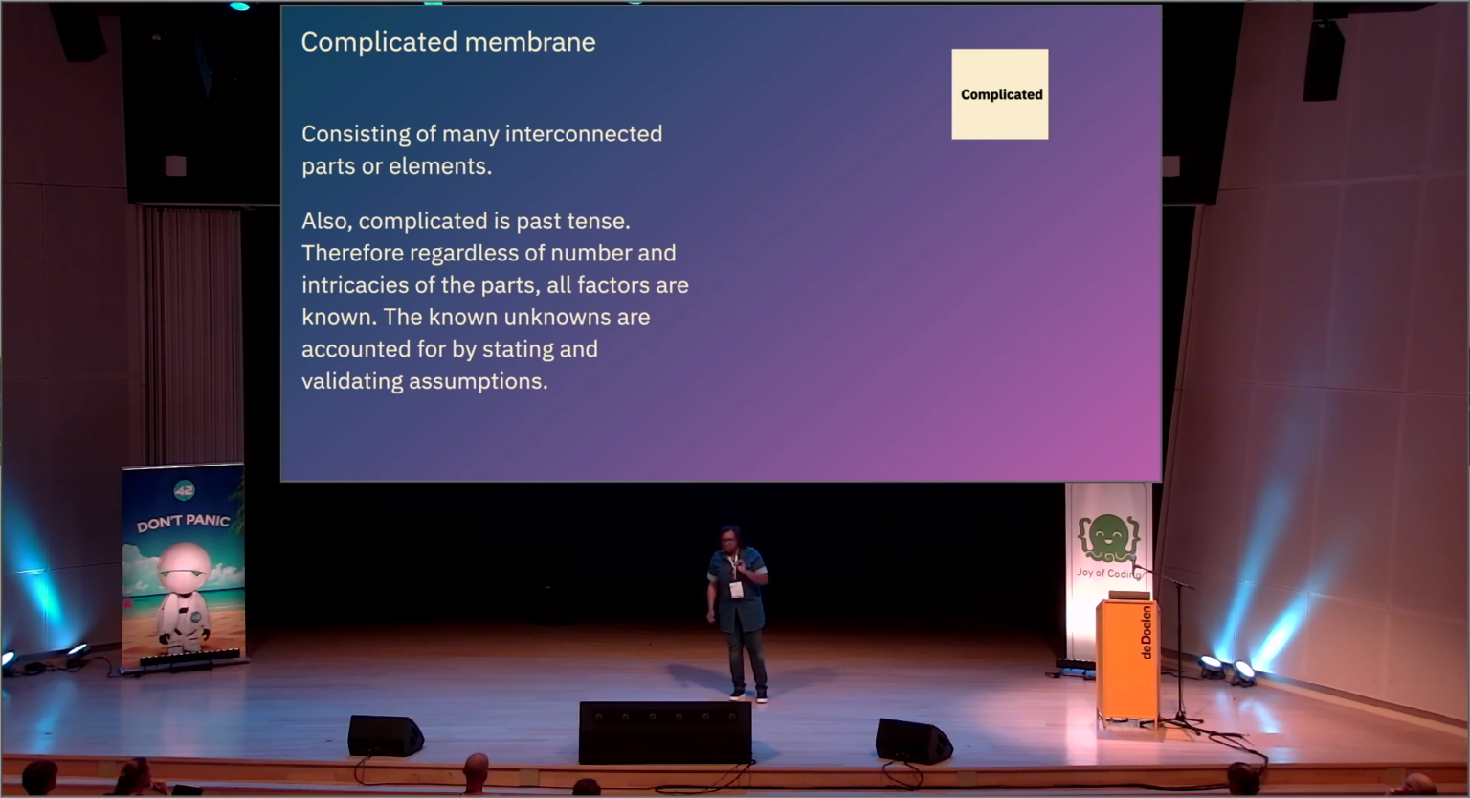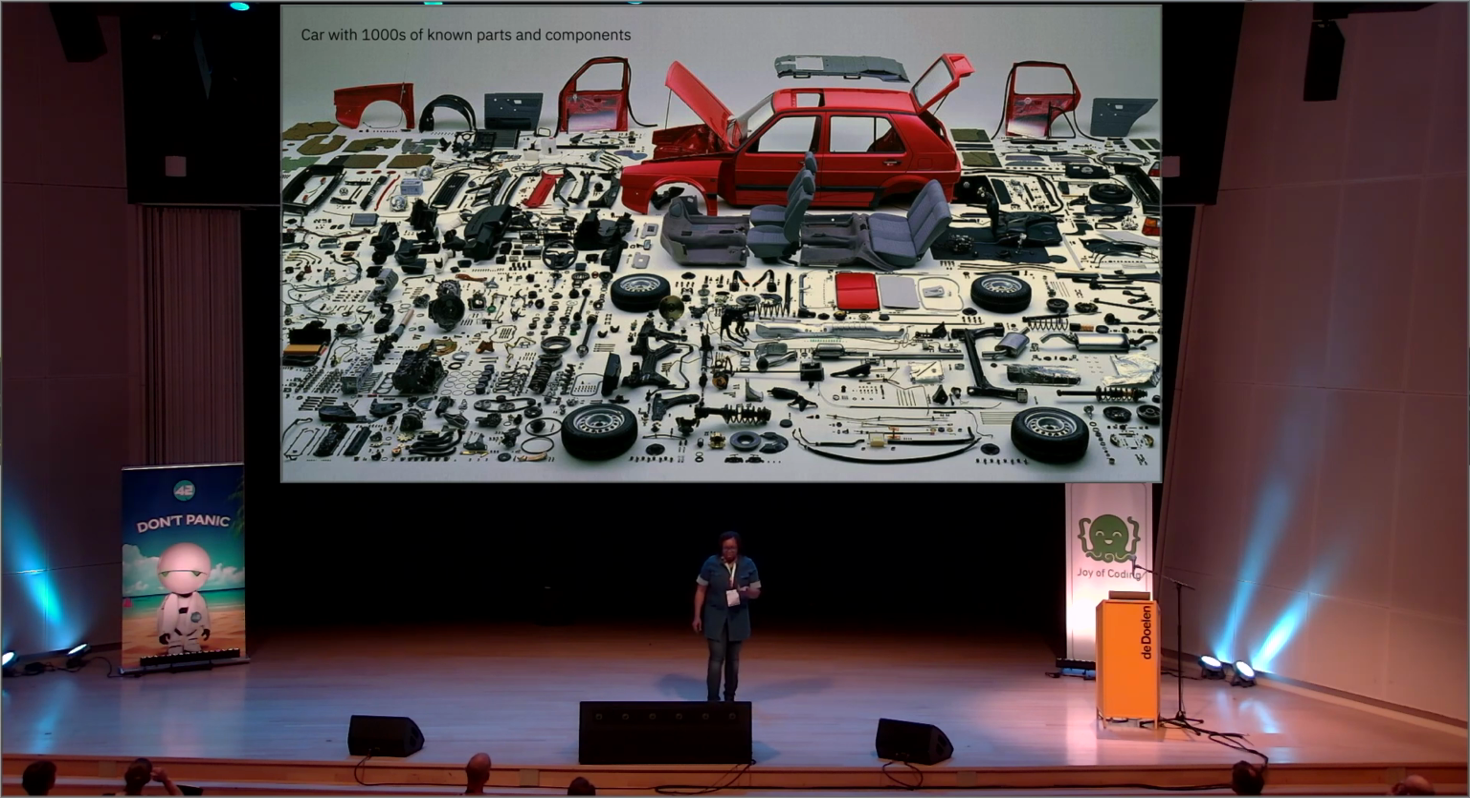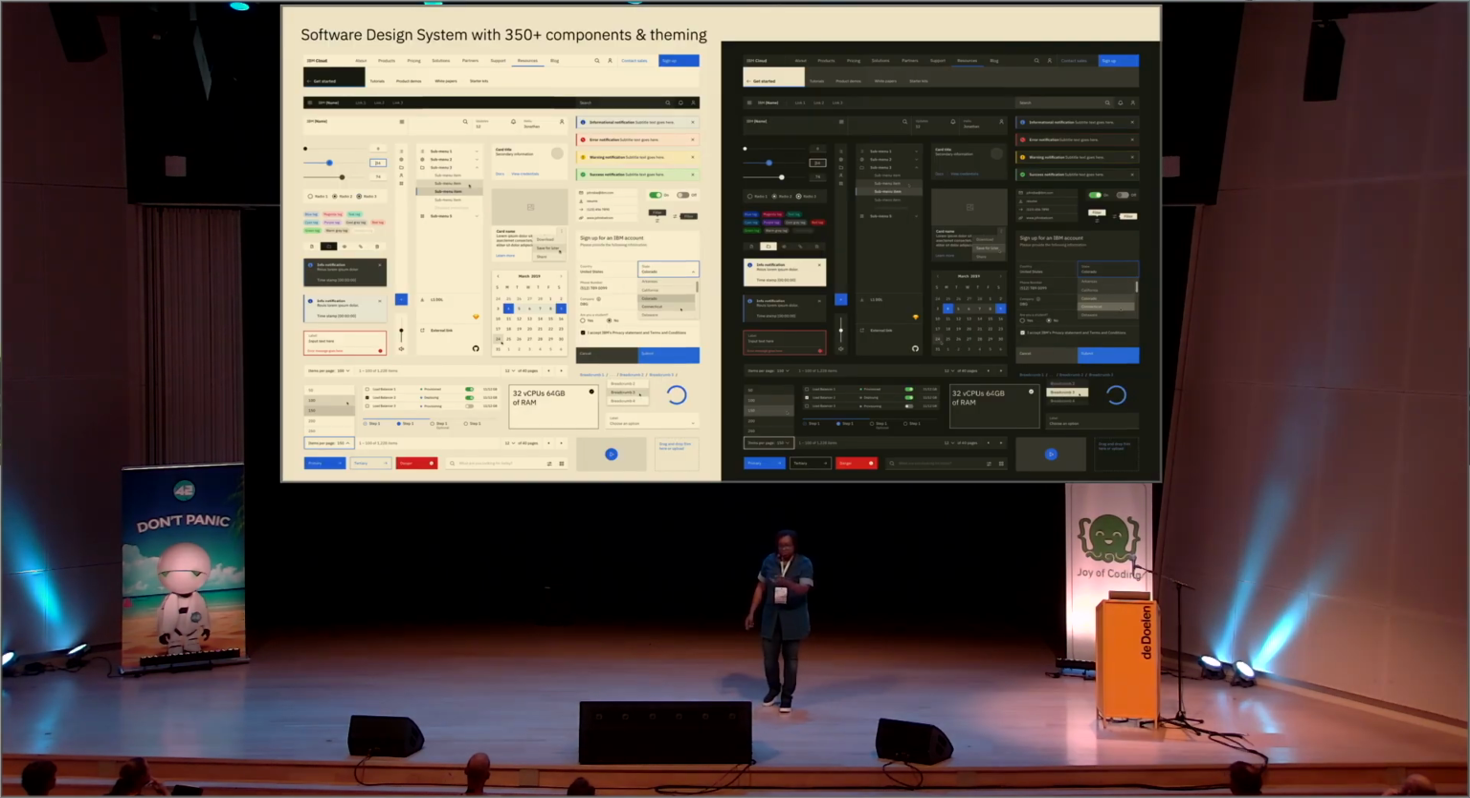Good luck with that. So, here's an example of a Golf, classic car, thousands of known parts and components. Every single one of them goes into making that car and is essential in some way. You leave one of them out, you're not going to have that car, and there will be known issues because of it. My world consists of design systems. I've got about 350 plus-ish components that I'm using to make my Golfs, right?